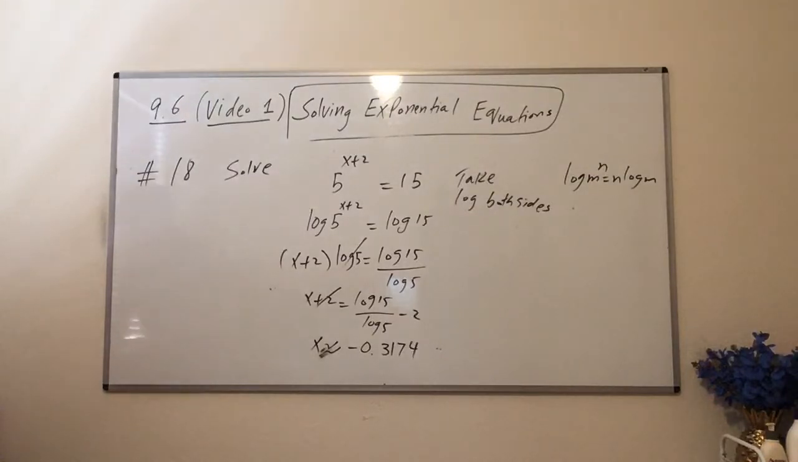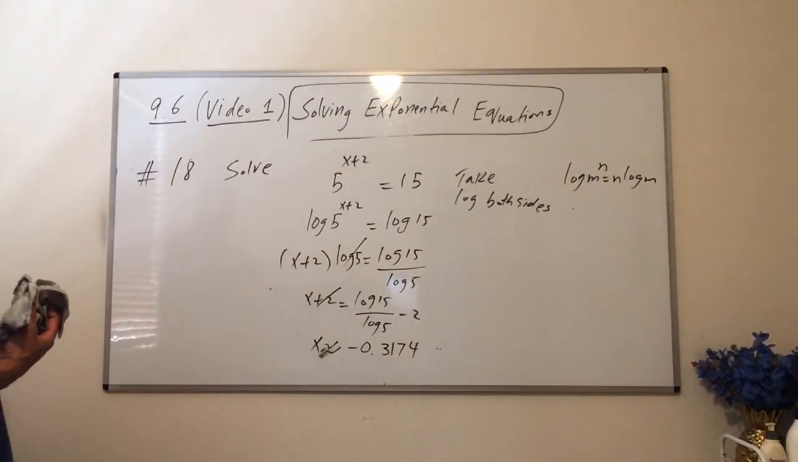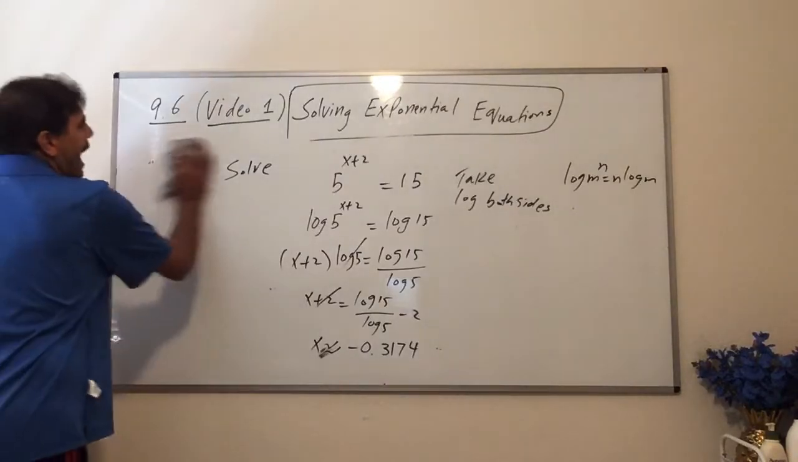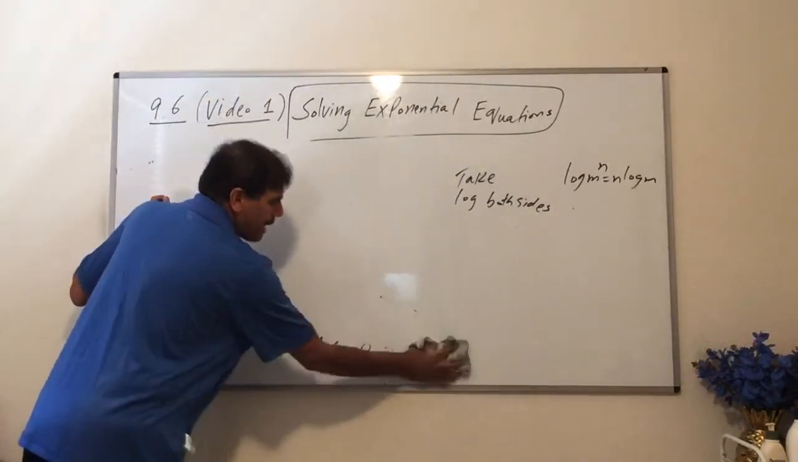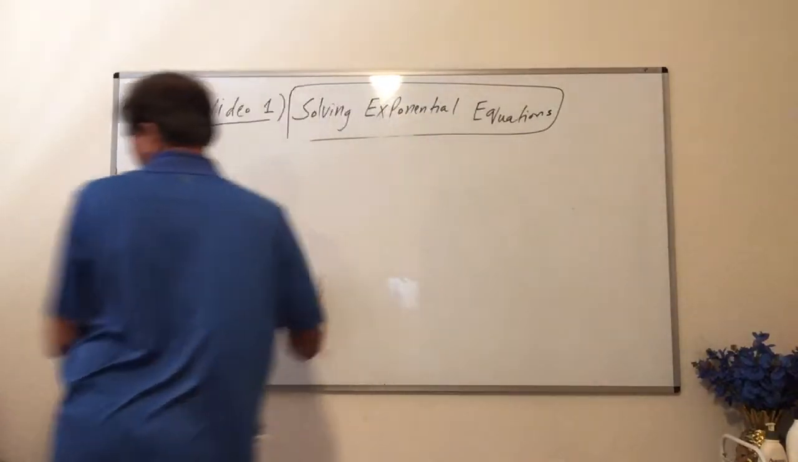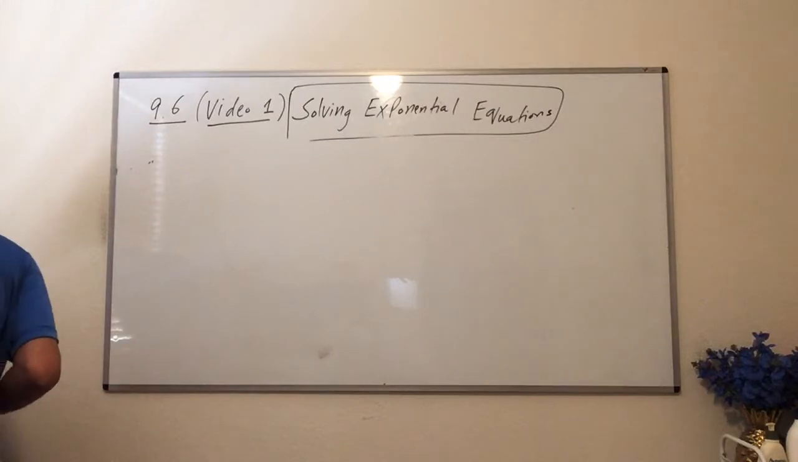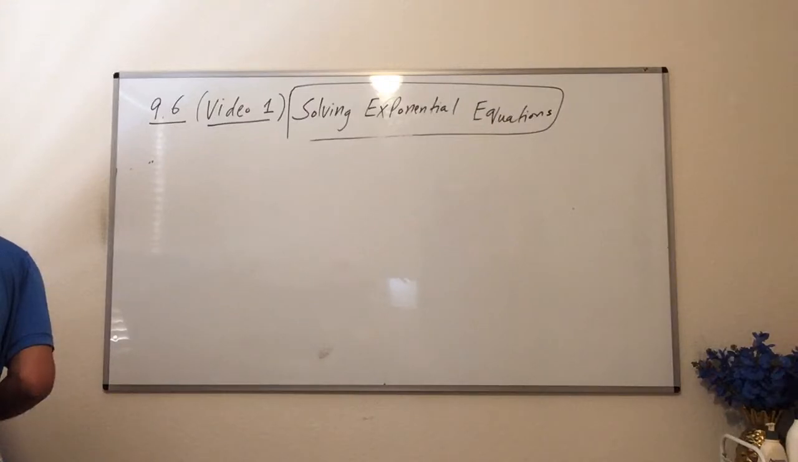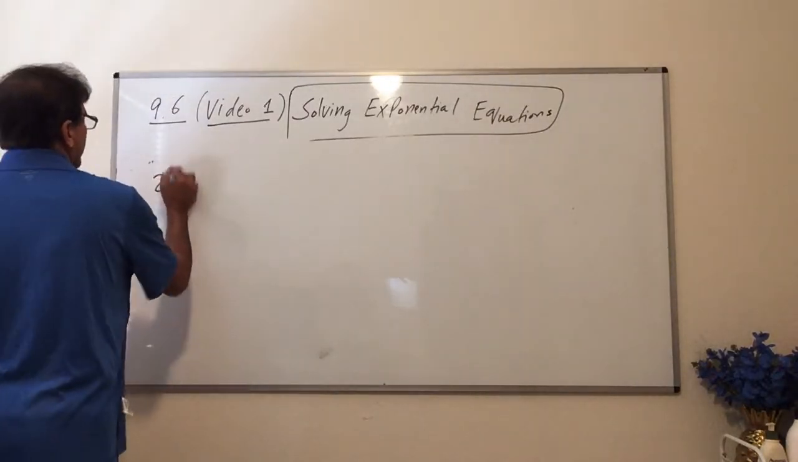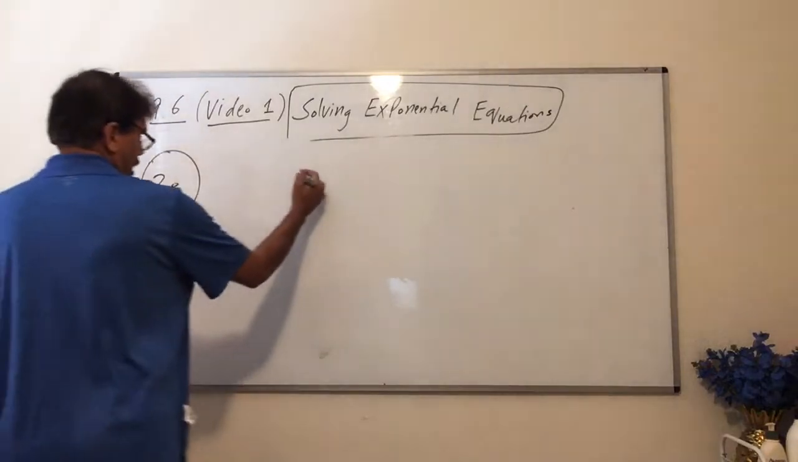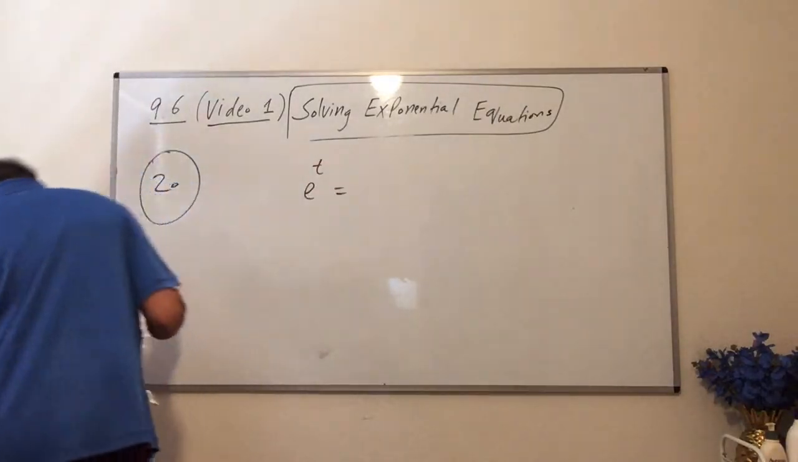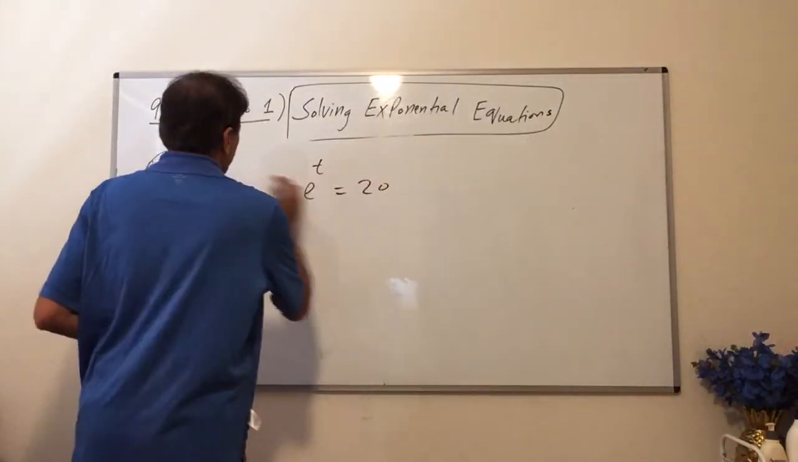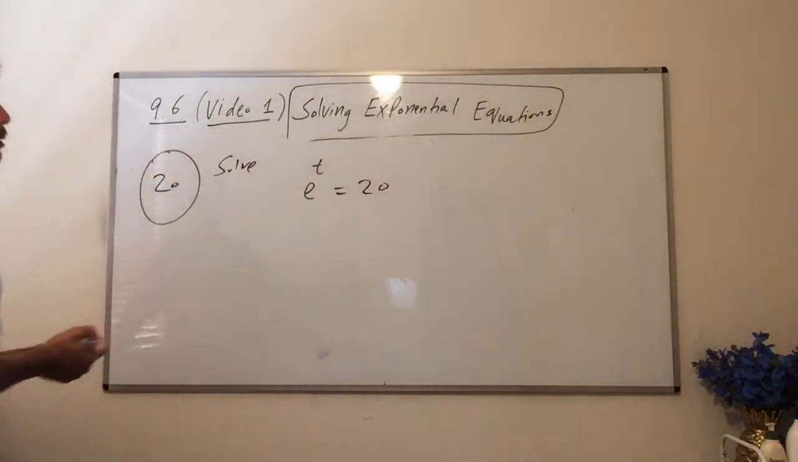Okay, so that is your first objective. Let me show you one example when the base is e. Remember, if the base is e, then we'll take ln, not log, because ln and e always cancel. Okay, so here's one. For example, number 20. Number 20 is e to the power t equals 20. So we're going to solve for the variable, which is t.